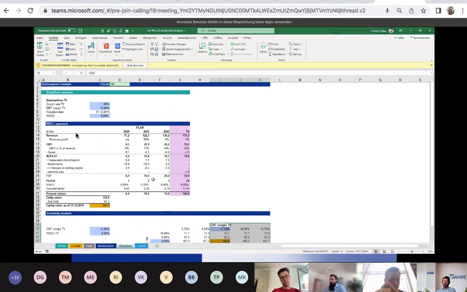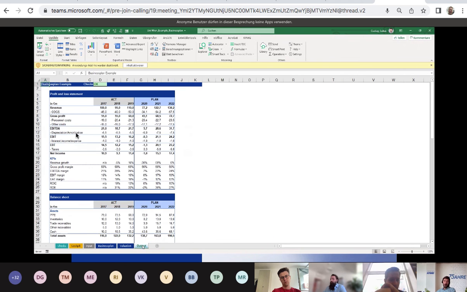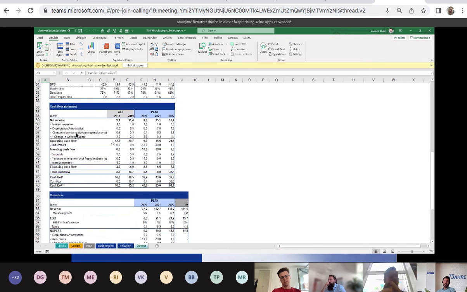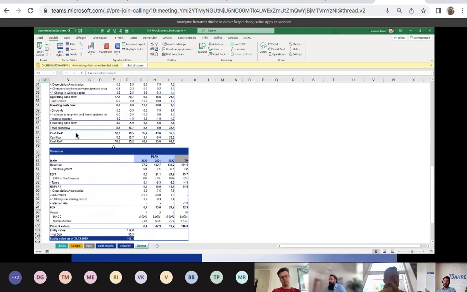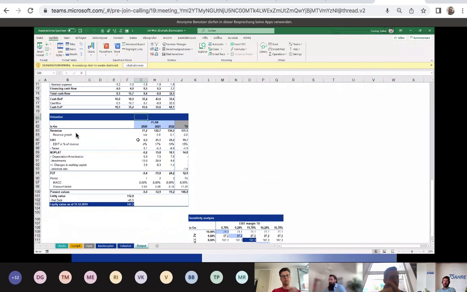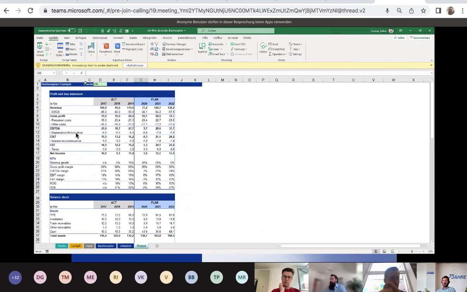And then I also have here my output sheet, for example, with, again, the business plan, profit and loss statement, balance sheet, cash flow statement, and valuation. These illustrations, for example, would go in a report, in a KPMG report. It's also already in KPMG formatting.